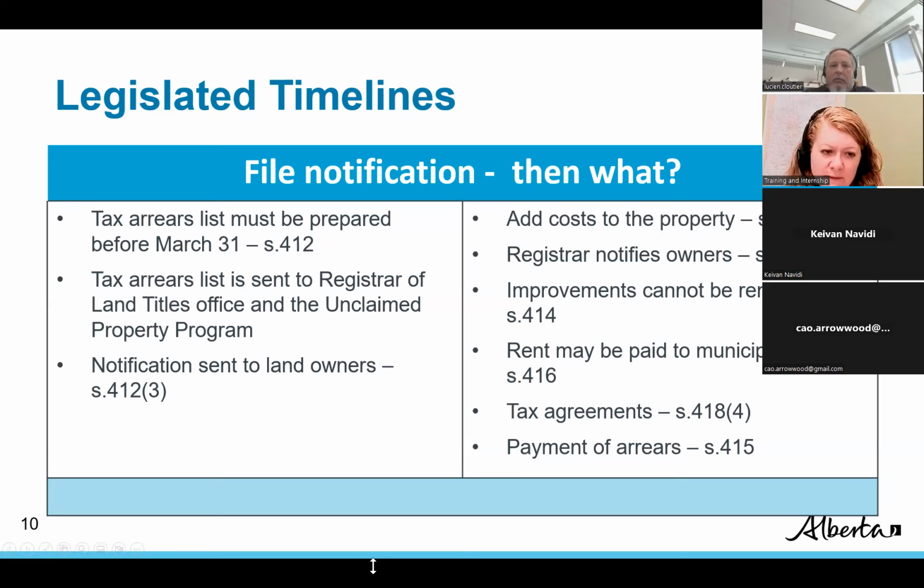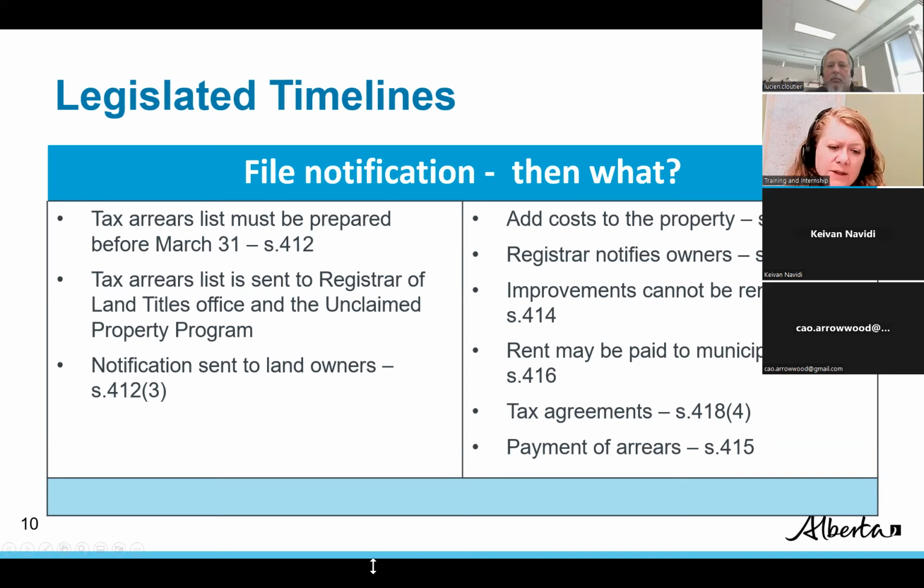On the right-hand side of the slide are a few other provisions to be aware of. And the first one is about the costs. So the registrar certifies one copy of the arrears list and returns it to the municipality along with an invoice. So these registration costs can be passed on to the property owner per sections 413 and 553.